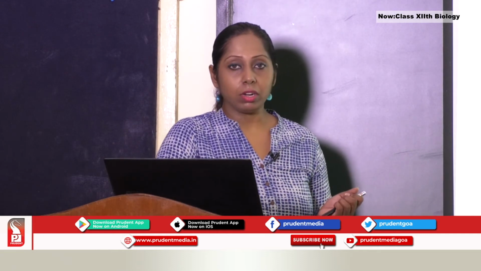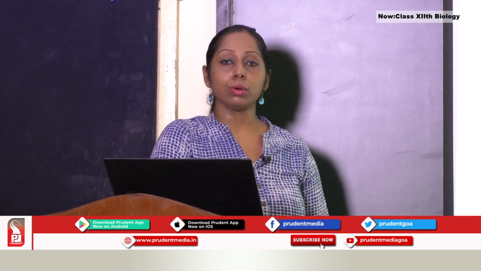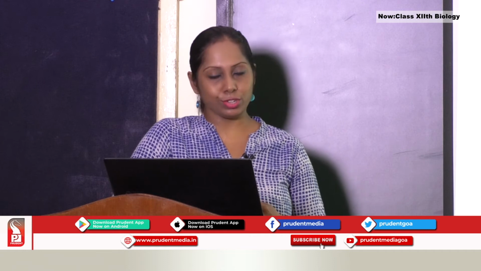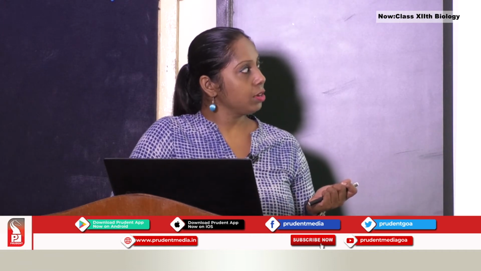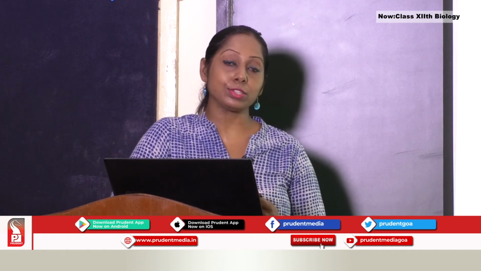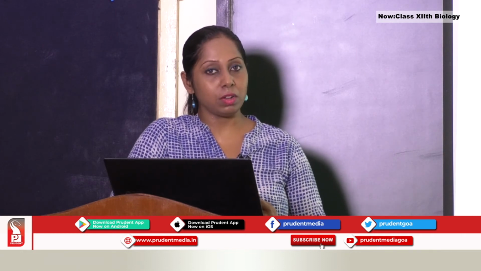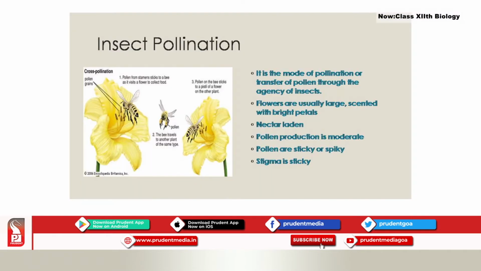Moving on to the next pollination, that is insect pollination, also known as entomophily. It is the mode of pollination or the transfer of pollen through the agency of insects. Now besides insects, are there other animals involved in pollination? Yes. The transfer of pollen through the agency of animals is called zoophily. And what would be the other animals besides insects which are involved in pollination? They could be mammals like primates, for example lemurs. We could also have bats and birds and some reptiles that can also bring about pollination.